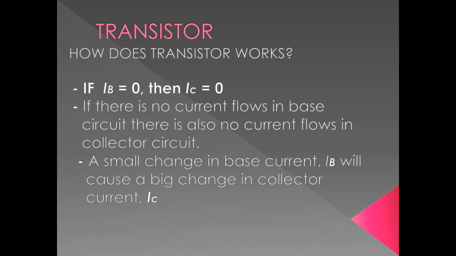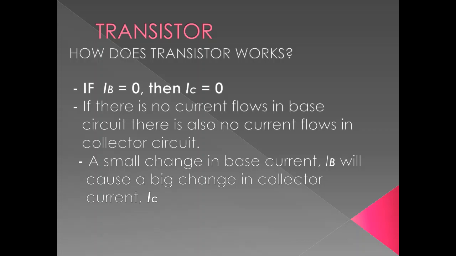So how does the transistor work? The transistor works in such a way that there must be a current flow in the base circuit, or IB, in order for the current to flow in the collector circuit, or IC. If there is no current flow in the base circuit, there is also no current flow in the collector circuit. In other words, if IB is 0, then IC is also 0. In this case, we say that the transistor is off.